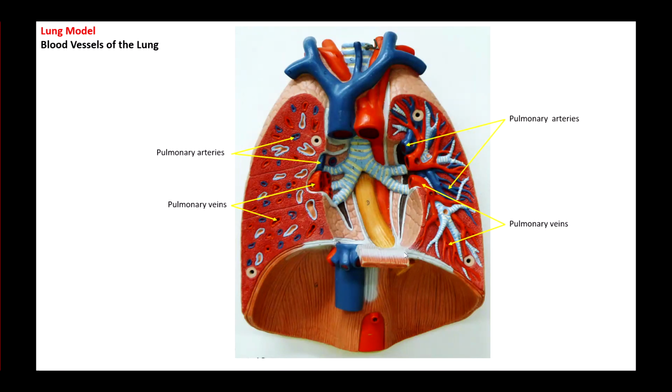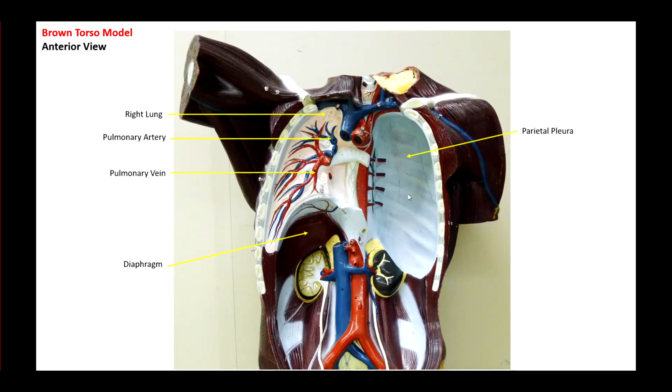Okay, we have the base here, the apex. I think we got most everything. So this is the brown torso, again showing some of the main structures. The right lung, we can see again, this would be the apex. Pulmonary arteries, again, are going to always be blue. Pulmonary veins. This is the diaphragm muscle over here.